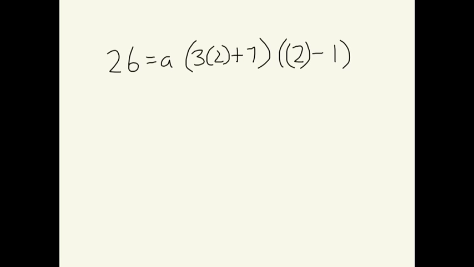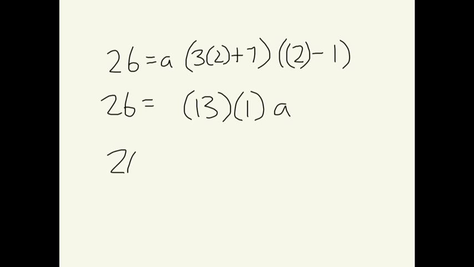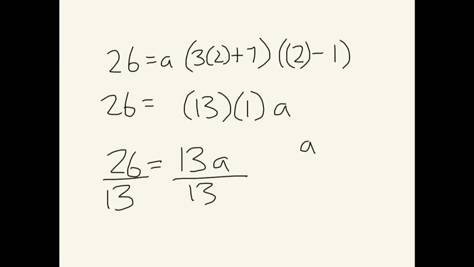Let's solve this. So we've got 26 on this side. 3 times 2 is 6. 6 plus 7, that's going to be 13. 2 minus 1 is just going to be 1, and then of course we have our a. That must mean here that we're going to have 13a is equal to 26. So if you divide this by 13, divide this one by 13, we'll find out that a is equal to 2.